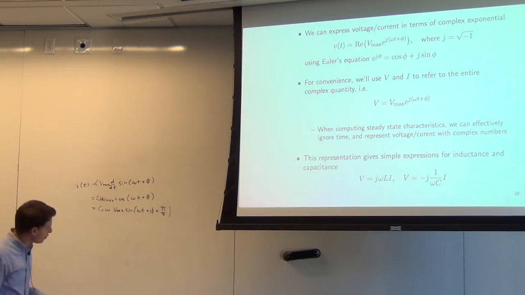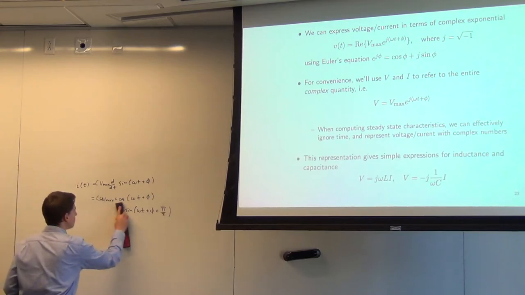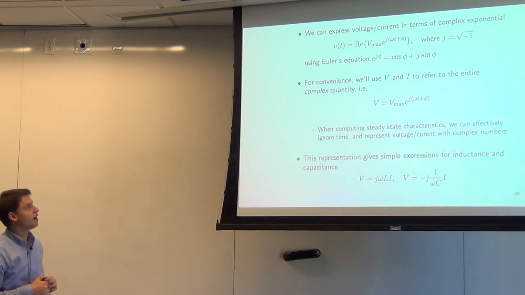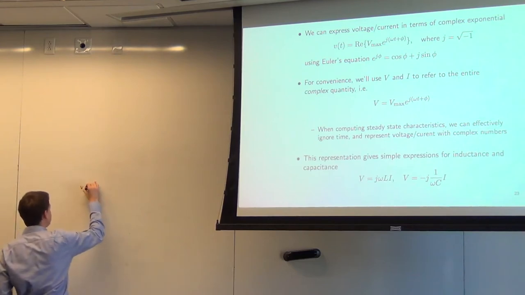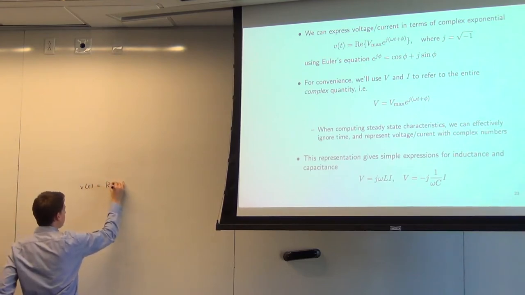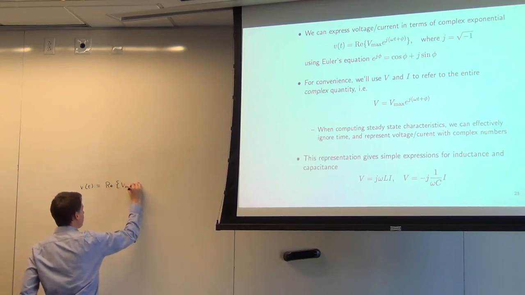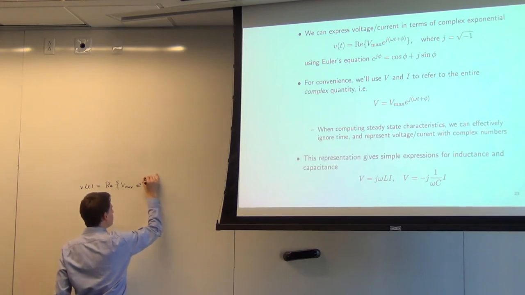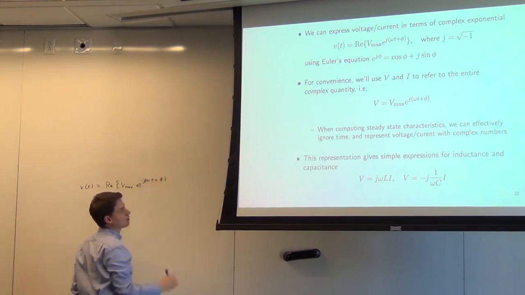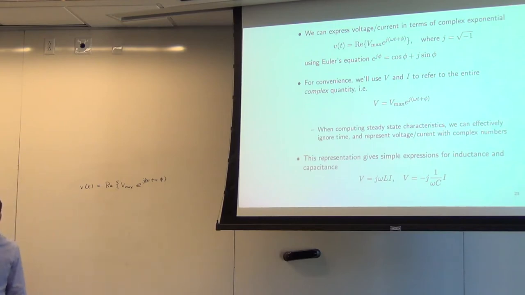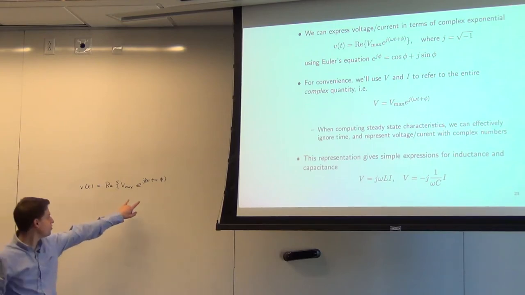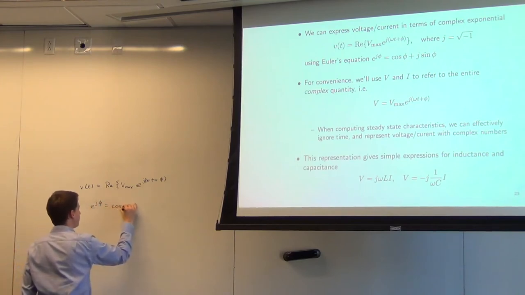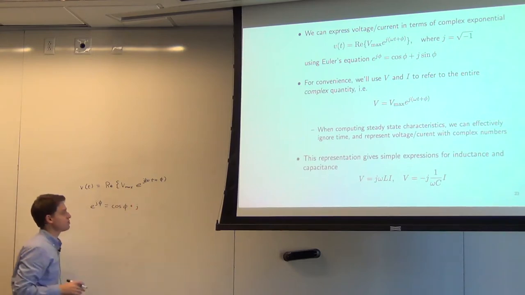Right? So we can actually write the voltage rather than in terms of the sine. We just can write the voltage as being equal to the real portion of V max times e to the j omega t plus v, where e to the j phi equals cosine of phi plus j. J here is the imaginary unit I'm using.